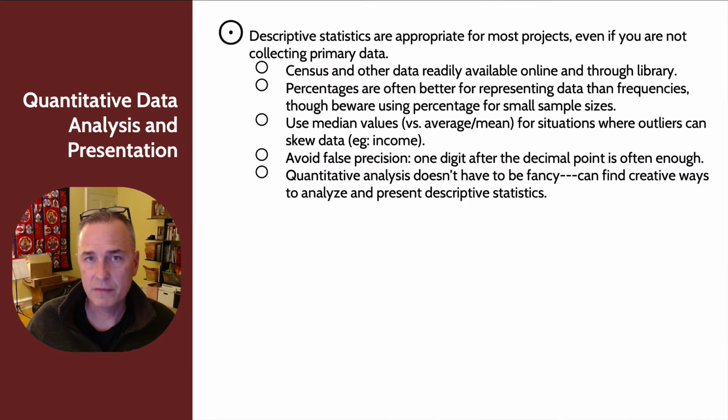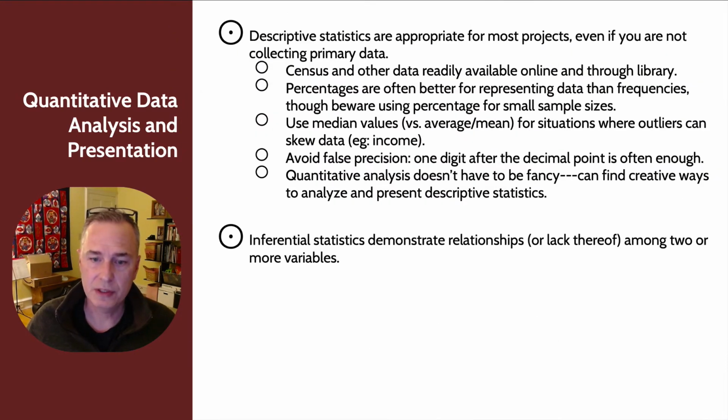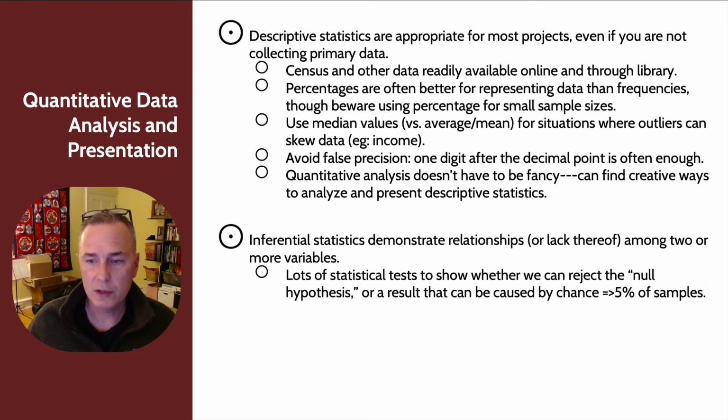The next level up from that are what we call inferential statistics, where we're trying to show whether or not there's some type of relationship between one or more variables. Sometimes you hear this called bivariate analysis or multivariate analysis because you're trying to figure out whether or not there's some kind of relationship between 2 or more variables. Sometimes you hear this described as testing the null hypothesis.